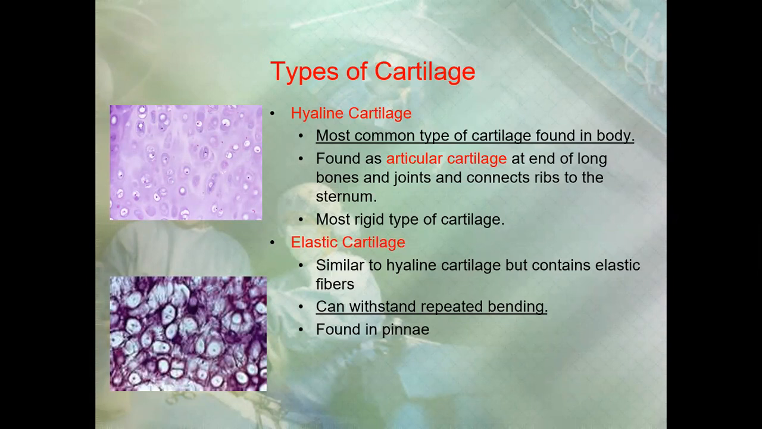False ribs have a bridge. True ribs attach directly. But yeah, your floating rib, that's why it's called a floater. There's nothing there. What is the bridge made of? Is it cartilage? Is it the hyaline?